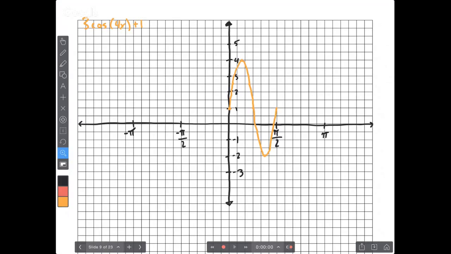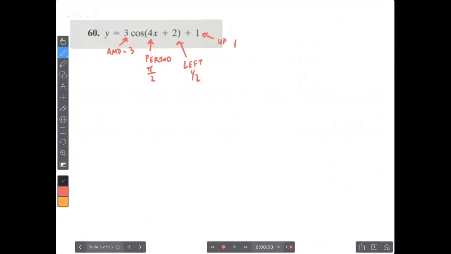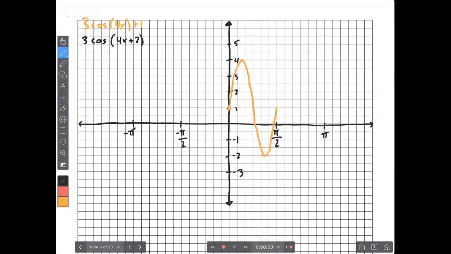Alrighty, but I don't want 3 cosine of 4x plus 1. What I really want in the end is 3 cosine of 4x plus 2 plus 1. That's what I'm after.